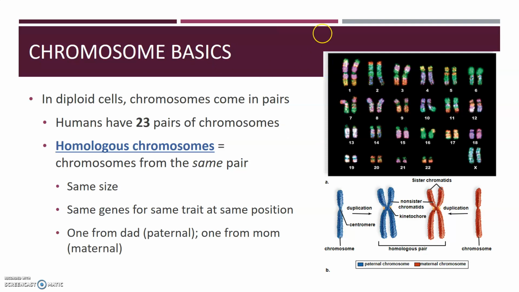What makes up each of these pairs is 1 copy of the chromosomes that's paternal, or from dad, and 1 copy of the chromosomes that's from mom, or maternal, right? So we have 2 copies of each of the 23 chromosomes, 1 from mom and 1 from dad.